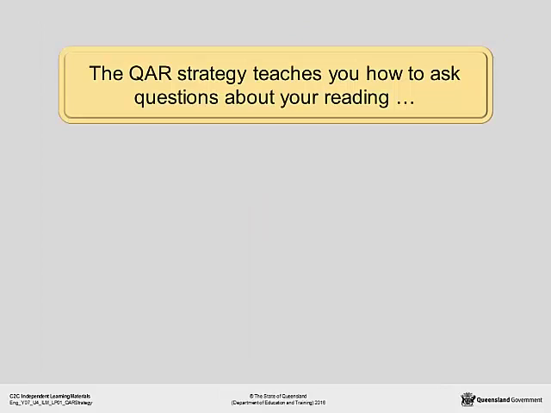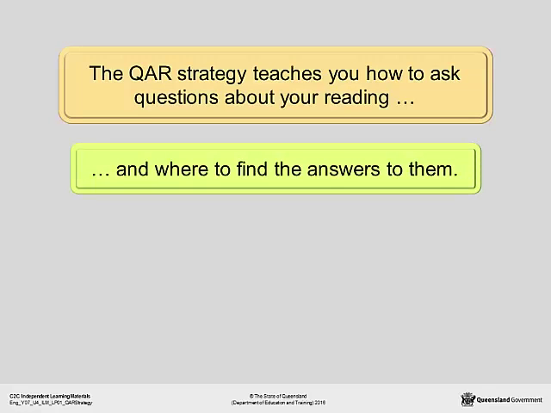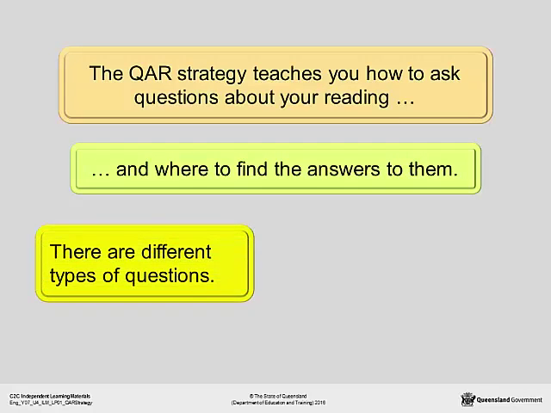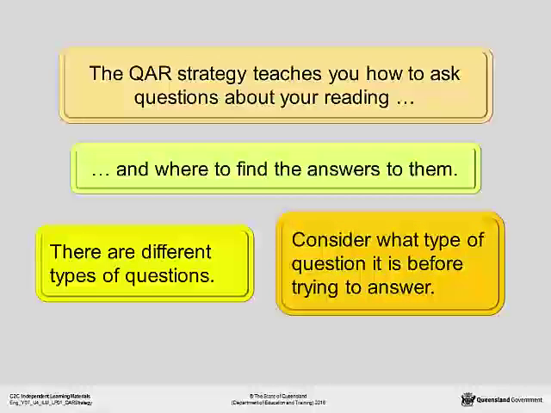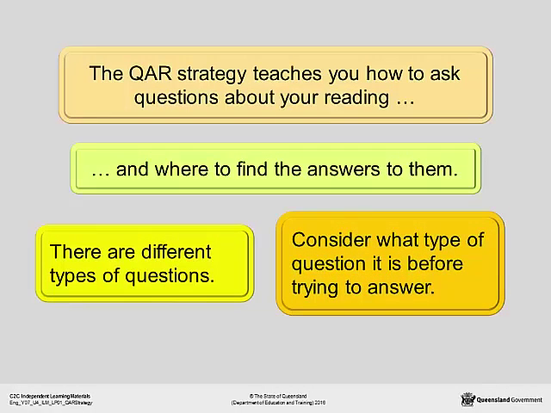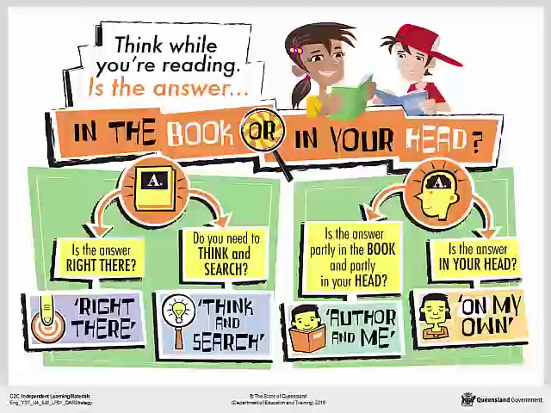The QAR strategy teaches you how to ask questions about your reading and where to find the answers to them. It helps to identify that there are different types of questions, and some of these require different skills to answer. Some are literal, and the answer is found in the book, while others are implied and the answer is found in your head. The QAR strategy helps you to consider what type of question it is before trying to answer. Try to incorporate the QAR reading strategy every time you read a text. It helps you to think while you read.